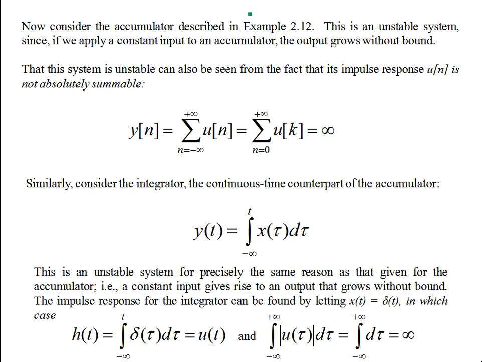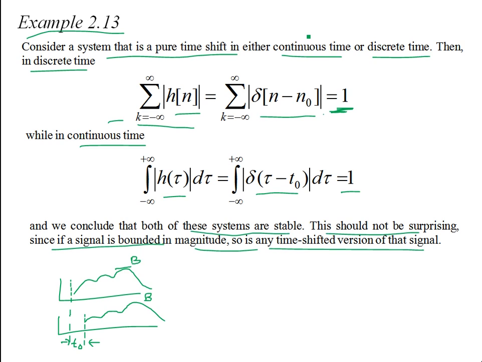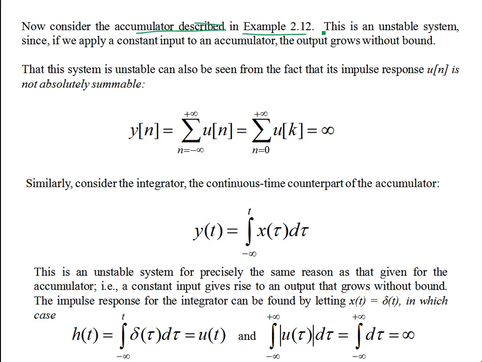So now let's consider another example. Let's consider an accumulator. We have talked about this in the last video; example 2.12 was discussed there. So we consider this accumulator. This was an unstable system. If you apply a constant input to an accumulator, the output grows without bound. That can also be seen from the fact that the impulse response is u of n, and u of n is not absolutely summable.